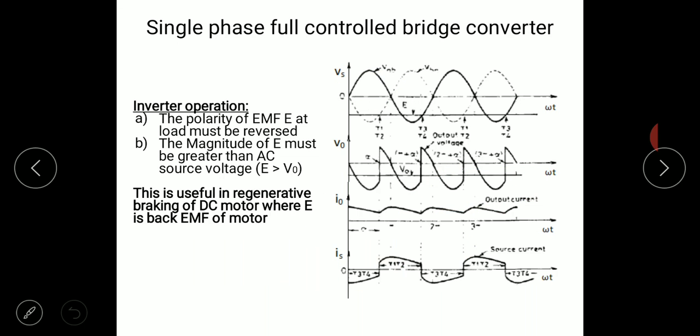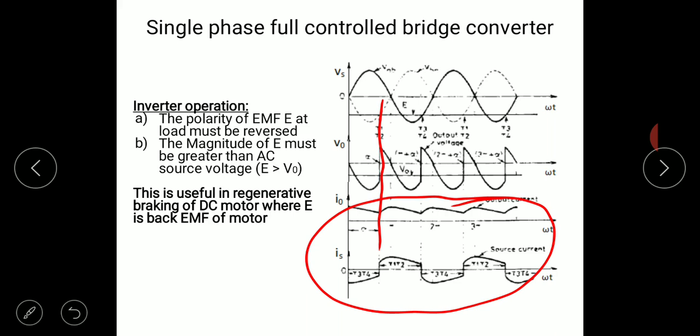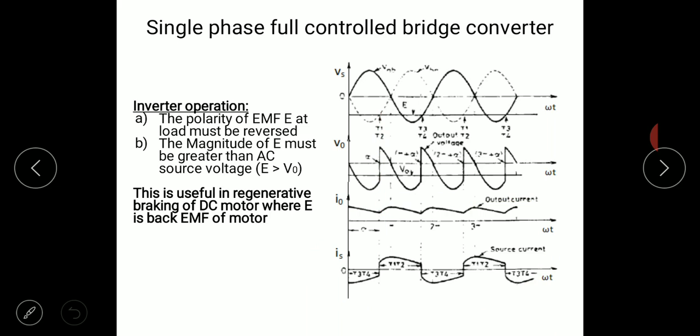Okay, we have seen that the firing angle is shifted to an angle greater than 90 degree. Okay, if you want, you can analyze the nature of load current and source current, but that is not important in this case. The important is the load voltage. The duration of positive voltage is lesser than the duration of negative voltage, hence the overall average load voltage is negative in this case.